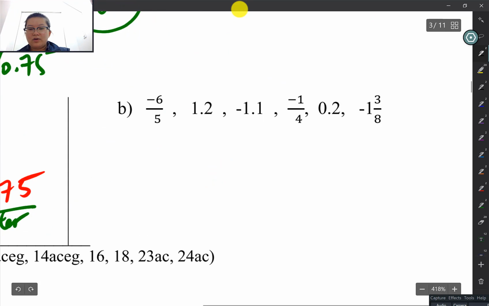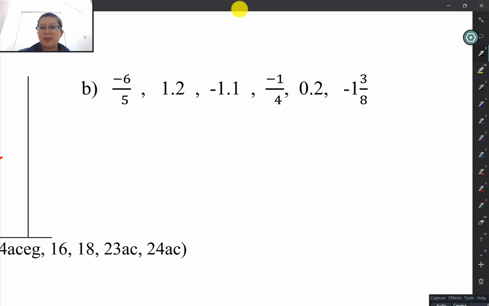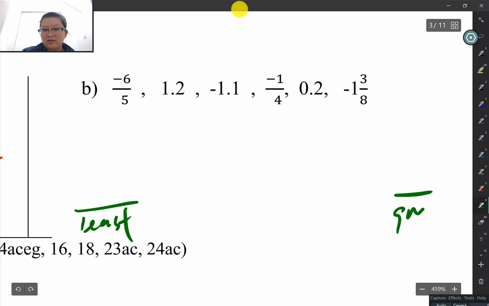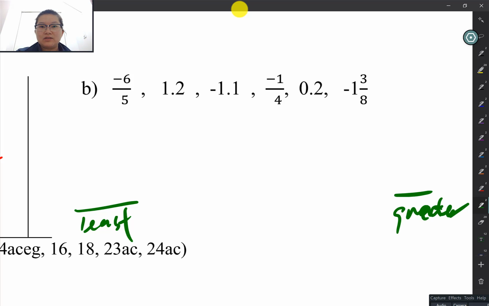Okay, so I will walk us through question B. And like always, I'm just going to remind myself I have to go from least to greatest, and also probably to categorize the numbers into negative numbers and positive numbers. Before that, we have some fractions. So maybe we should do that first. Convert all of these to decimals to make it easier for us.